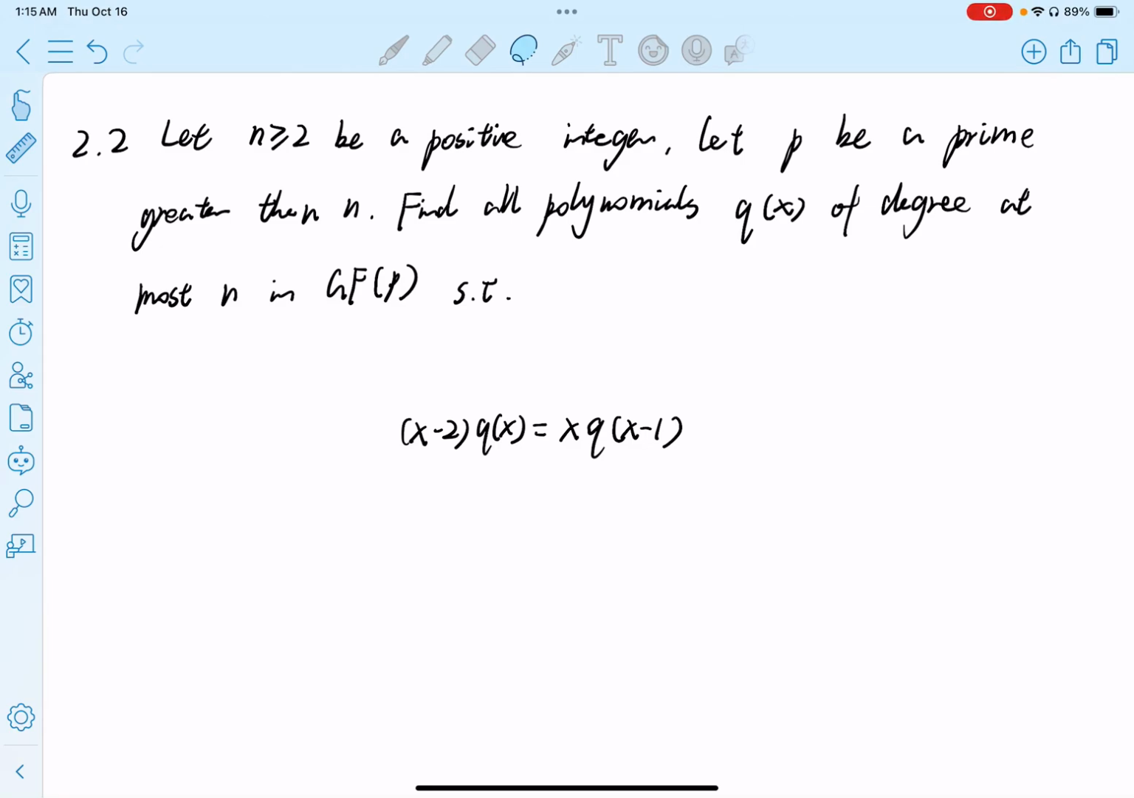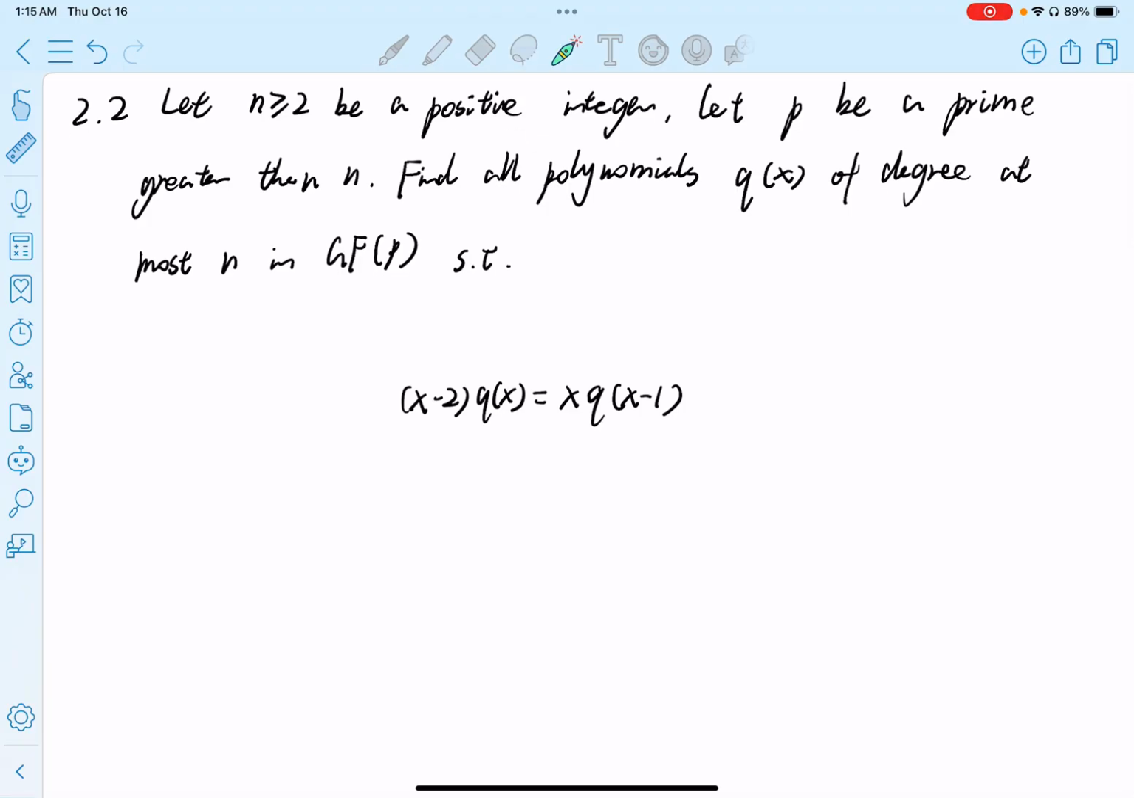Hello everyone, this is the walkthrough of week 4, problem 2.2. Let n greater than or equal to 2 be a positive integer. Let p be a prime that is greater than n. Find all polynomials q of x of degree at most n in GF(p), such that (x minus 2) times q of x is equal to x times q of x minus 1. So this is really the formula we need to focus on.